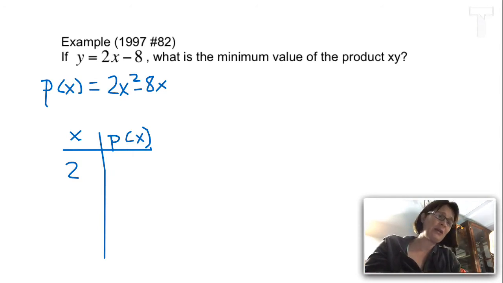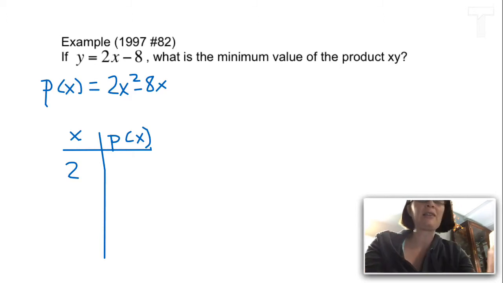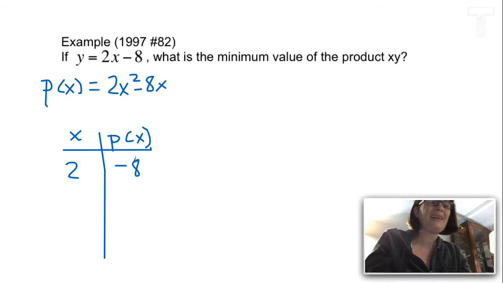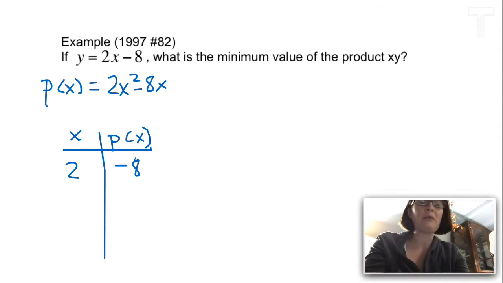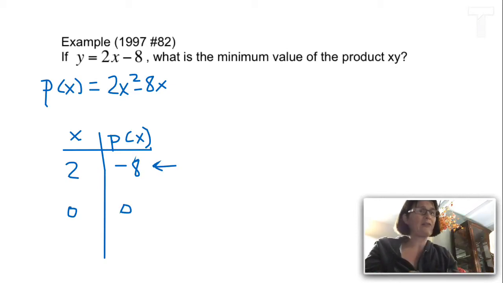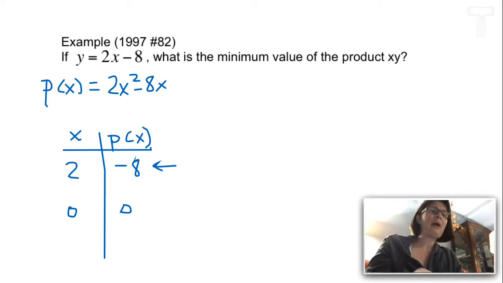When I evaluate my polynomial, 2x squared minus 8x at x equals 2, I get a value of negative 8. The only other thing I might want to do is just confirm that that's not an absolute maximum, that's an absolute minimum. I could pick any other value. What happens if I plug in 0 to the p function? Well, that's going to be 0. So that makes it clear that negative 8 is the lower down value. Negative 8 is my minimum value for the product xy.